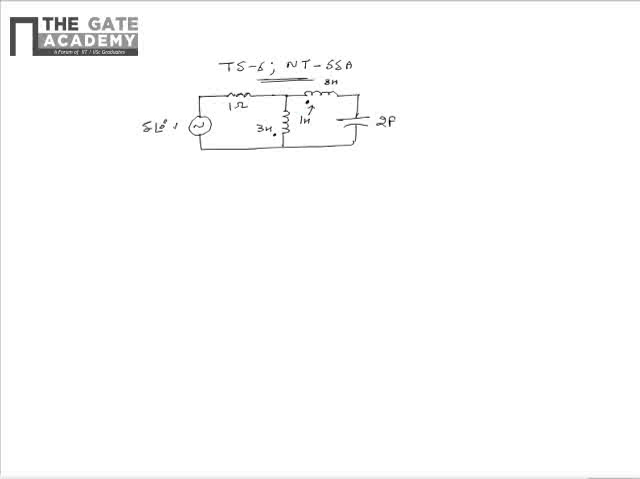The mutual inductance between the coils is 1 Henry. We need to find the frequency omega in radians per second at which the circuit shown will be under resonance.